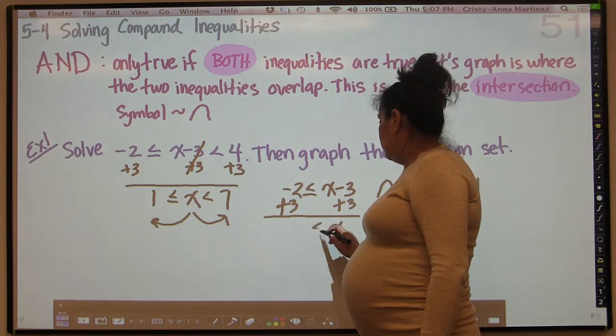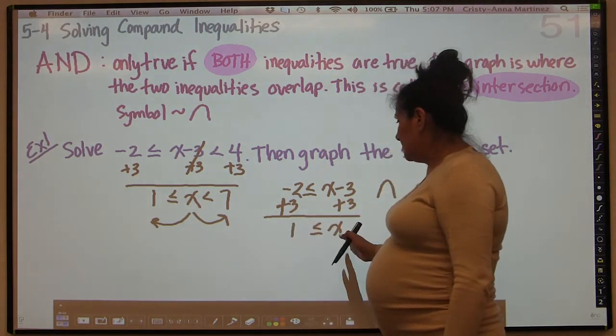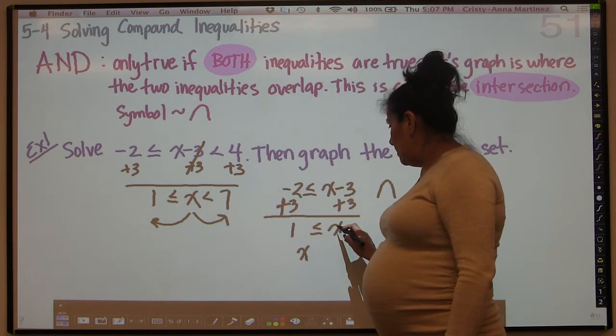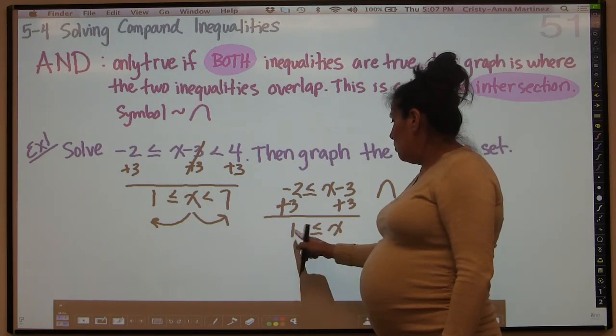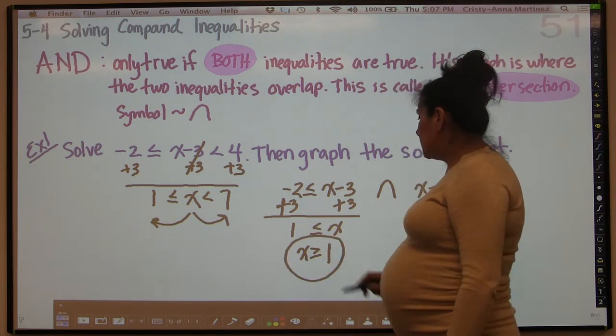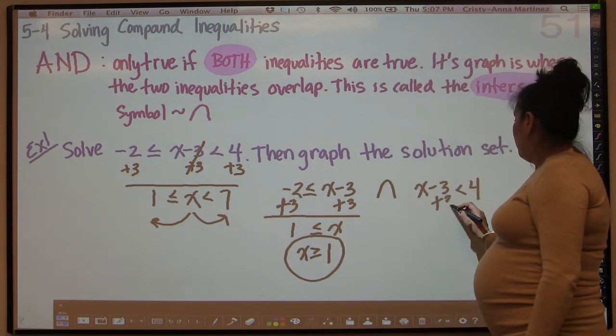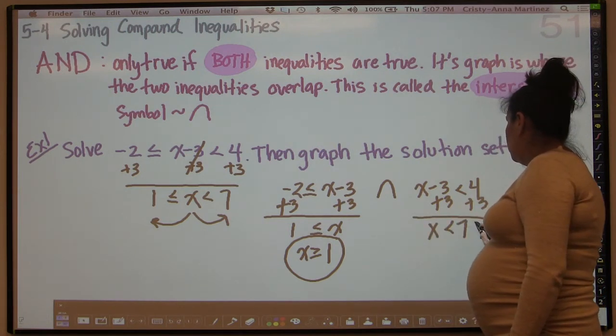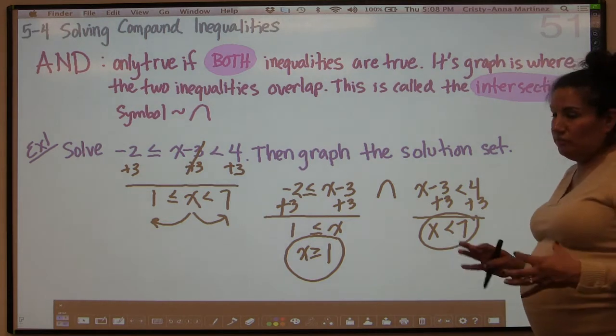So x is greater than or equal to 1. In this case, it's backwards now, so you want to go x, and see how it's the greater than here? You're saying 1 is smaller than x, which is the same thing as saying that x is bigger than 1. So there's your solution there. And then over here you add 3, and you get x is less than 7. So those are your two solutions, or your two parts of your solution.